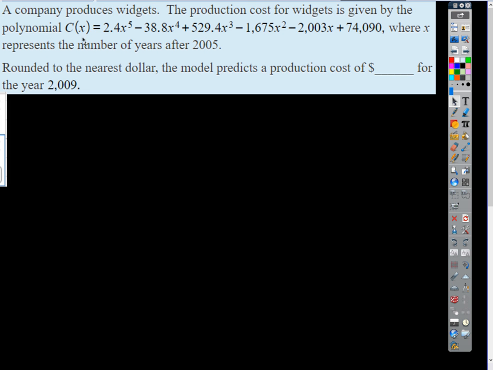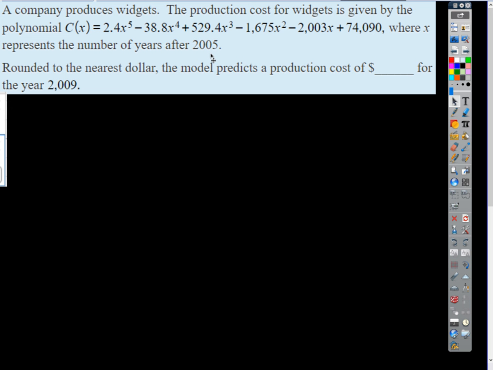C of x. So if it's C of x, what's the input variable? X. Whatever's, we're taking C as a function of x. So the x's are what we're inputting, and it's outputting C, which stands for cost, right? There's our cost. So we input x's and it outputs cost, and here's the function we use, right? Well, what does x represent? Where x represents the number of years after 2005.